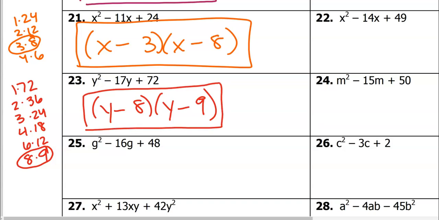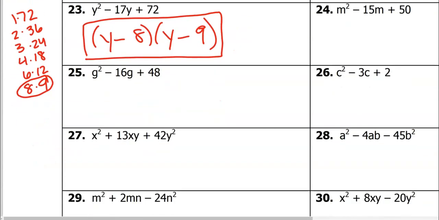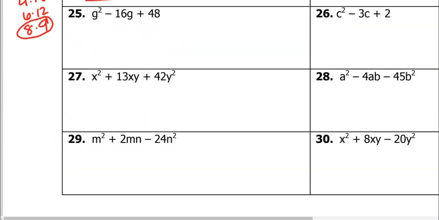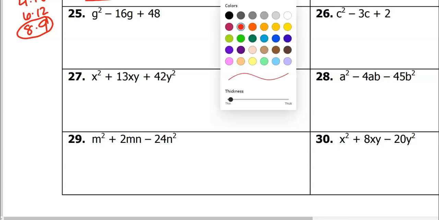Okay. I would like you to try 25 before we get into multiple variables. What do you mean by multiple variables? 27 and 29 have, like, 27 is X and Y. 29 is M and N. I'm going to show you. You try 25 real fast.